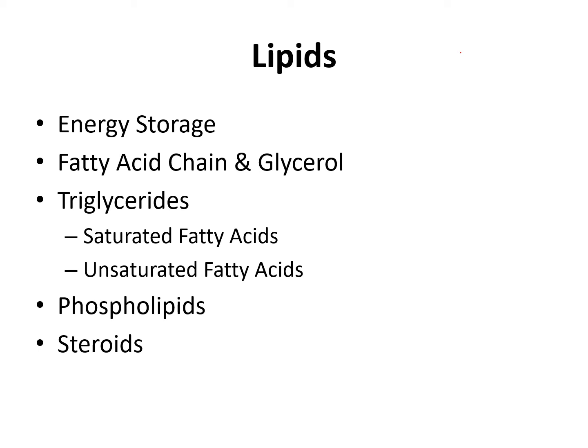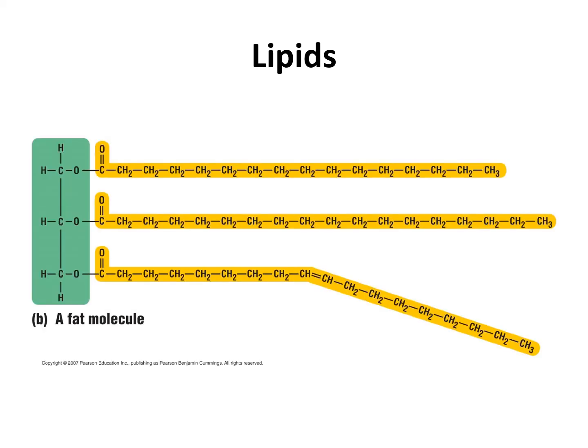This is an example of a triglyceride, which is composed of 1 glycerol and 3 fatty acids bound to that glycerol. These 2 fatty acids are saturated fatty acids because all the bonds between the carbons are single bonds. This is an example of an unsaturated fatty acid because there is a double bond between 2 of the carbons.